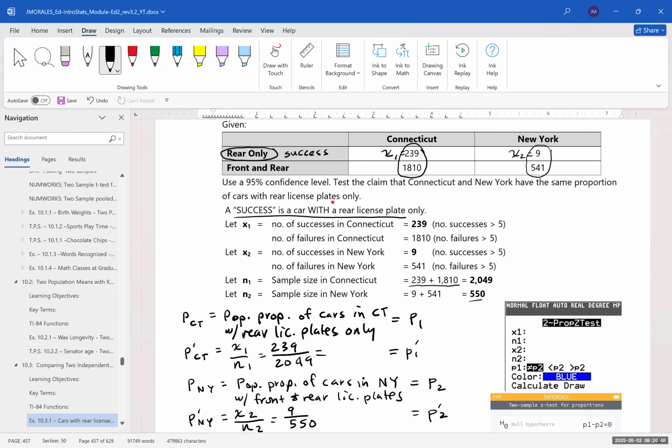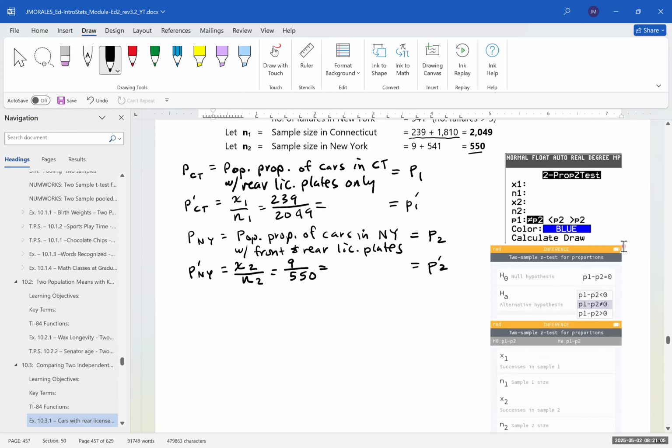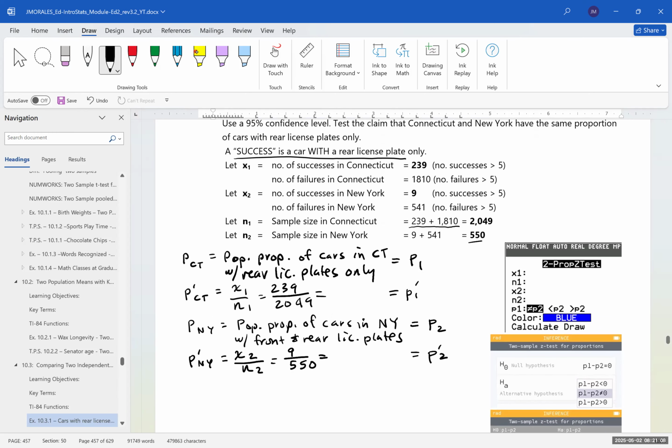Okay, so we're not going to need to actually calculate this proportion, but what you'll notice is that we're going to be using a calculator function, which is a 2-proportion z-test. And you can see that it requires the number of successes and the sample size from the first sample. So that's going to be these values. And then the other part it needs is the number of successes and the sample size from the second sample, which will be those values and those values.